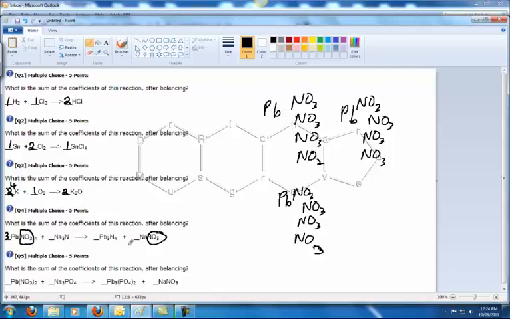So in order to balance that out, what I'm going to have to do is put a 12 in front of the NaNO3. But now look what I've done. I've got 12 NO3s, but now I've got 12 sodiums. How do I fix that? Well, over here you've got 3 sodiums. If I put a 4 in front of here, now I've got 12 sodiums and I'm good. But look, now I've got 4 nitrogens. But over here I've already got 4 nitrogens.